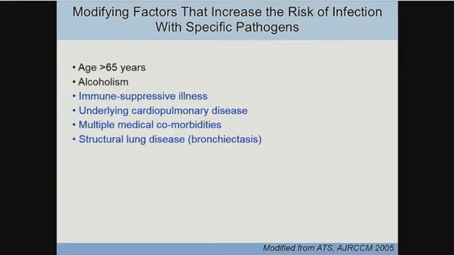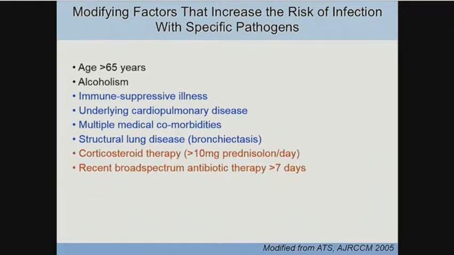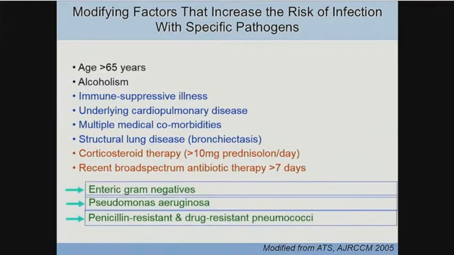We all know that structural lung disease predisposes to infection with Pseudomonas. Patients on corticosteroids and broad-spectrum antibiotic treatment, and all these conditions predispose to increasing prevalence of enteric gram-negatives such as Klebsiella, Pseudomonas, and penicillin and drug-resistant pneumococci. So this is why we see those bugs and those organisms that may potentially cause also complications in these patients in outpatients.